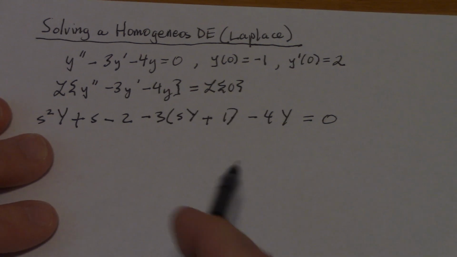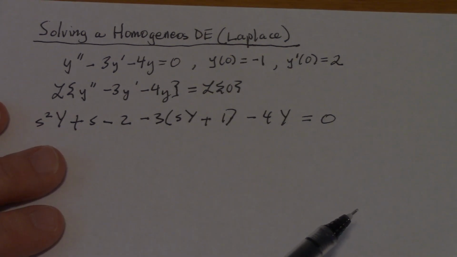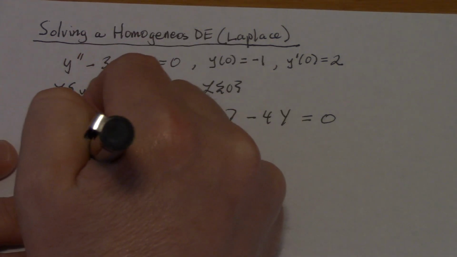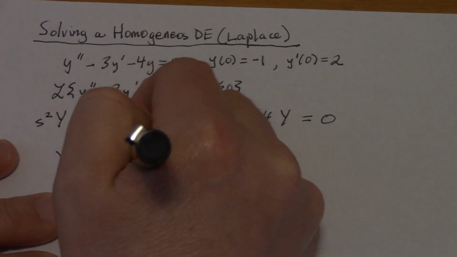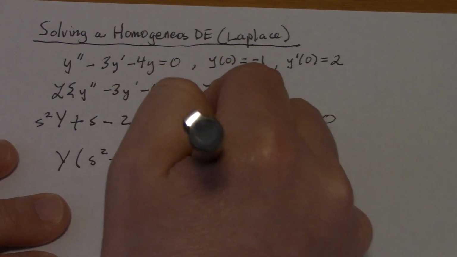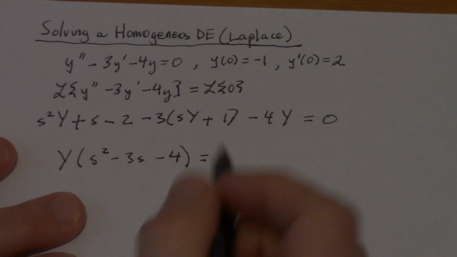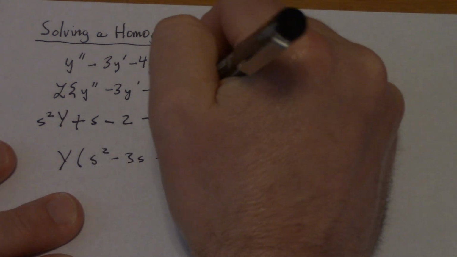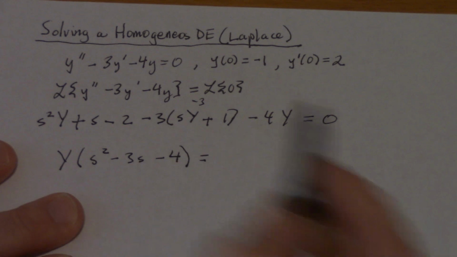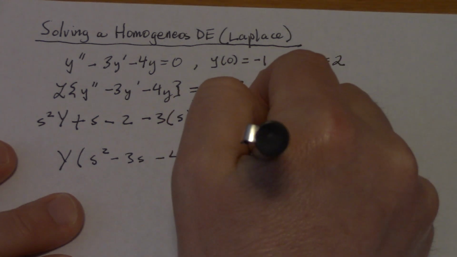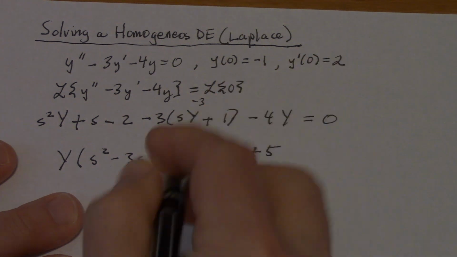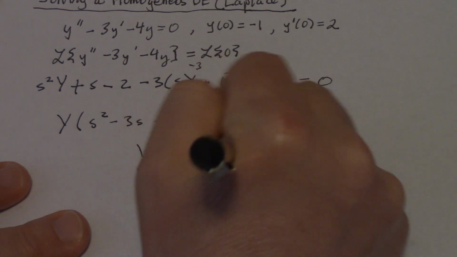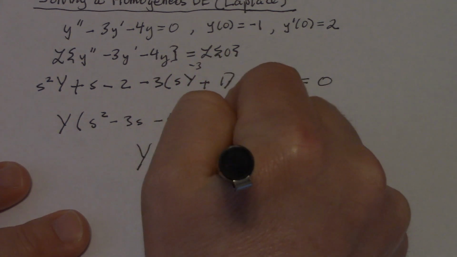So we're now in Laplace happy fun land, where we can basically solve for capital Y. If I take everything that's got a Y in it, and I'll keep it over here, that's going to be s squared minus 3s minus 4. Notice that's the characteristic polynomial. And then move everything else to the other side, so I've got this s, I've got a minus 2, and I'm also going to have a minus 3. So that's minus 3 times 1. So that's going to be minus s plus 5 when I move it to this side. So capital Y is then negative s plus 5 over s squared minus 3s minus 4.